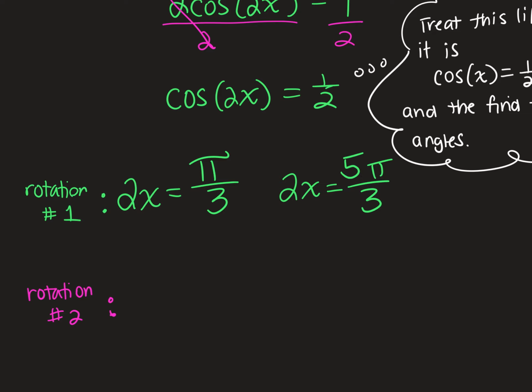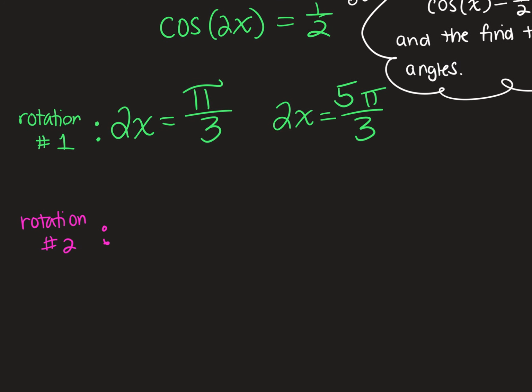So what we're going to have to do here is take the angles that we found. I'm sorry, I don't have it up on the screen for you. We're going to have to take the angles that we found in the first rotation, so pi over 3 and 5 pi over 3. We take those 2 angles and we add 2 pi to them.